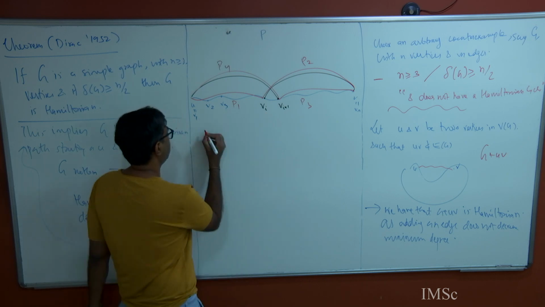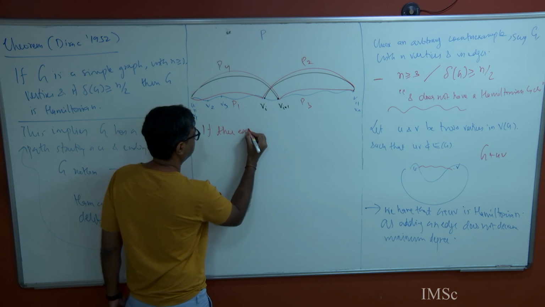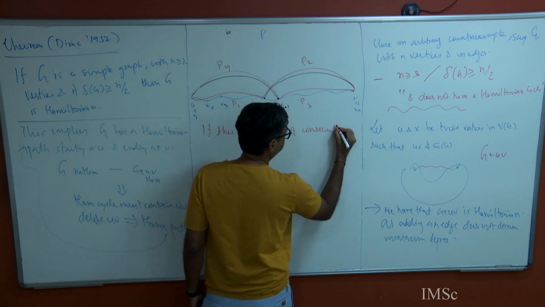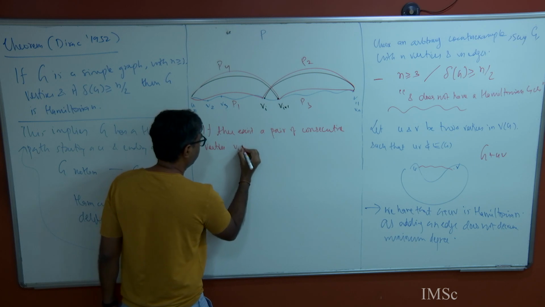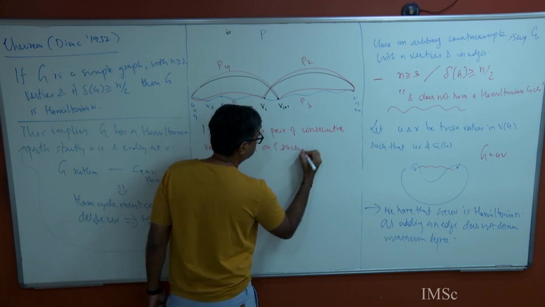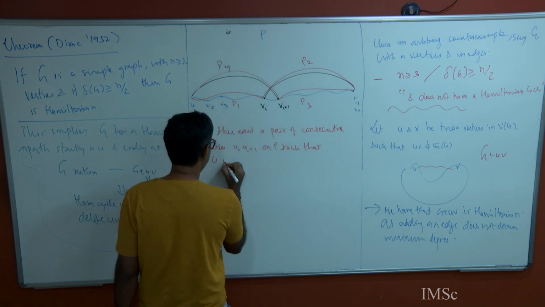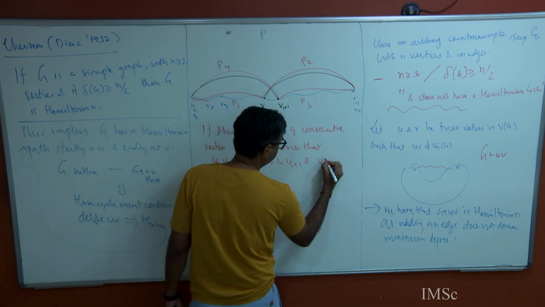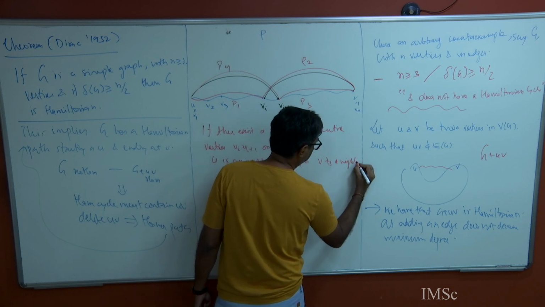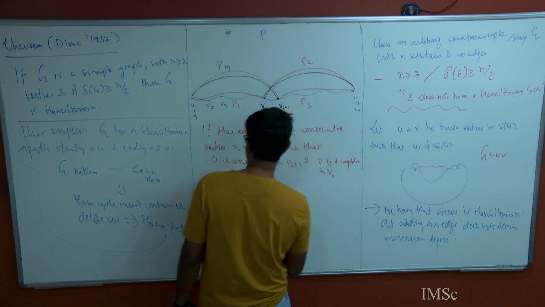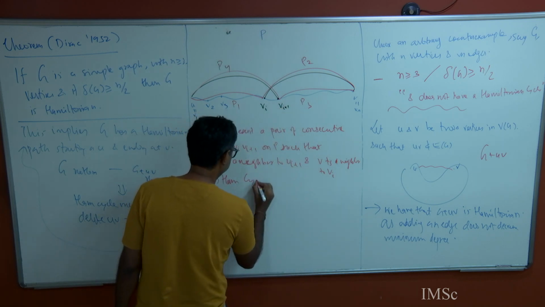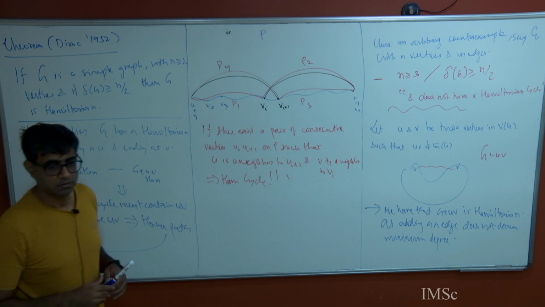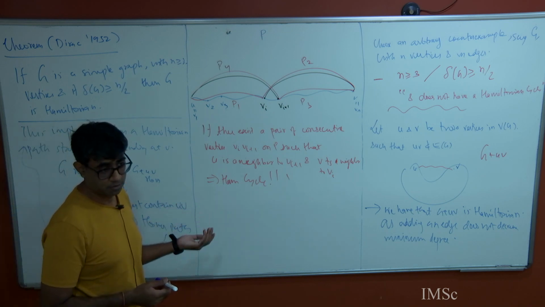Right? So what if there exist a pair of consecutive vertices on P, let us call this path P, consecutive vertices Vi, Vi plus 1 on P such that U is a neighbor to Vi plus 1 and V is a neighbor to Vi implies Ham cycle, right? So now what should we do there? Pigeonhole principle. What are my pigeons?